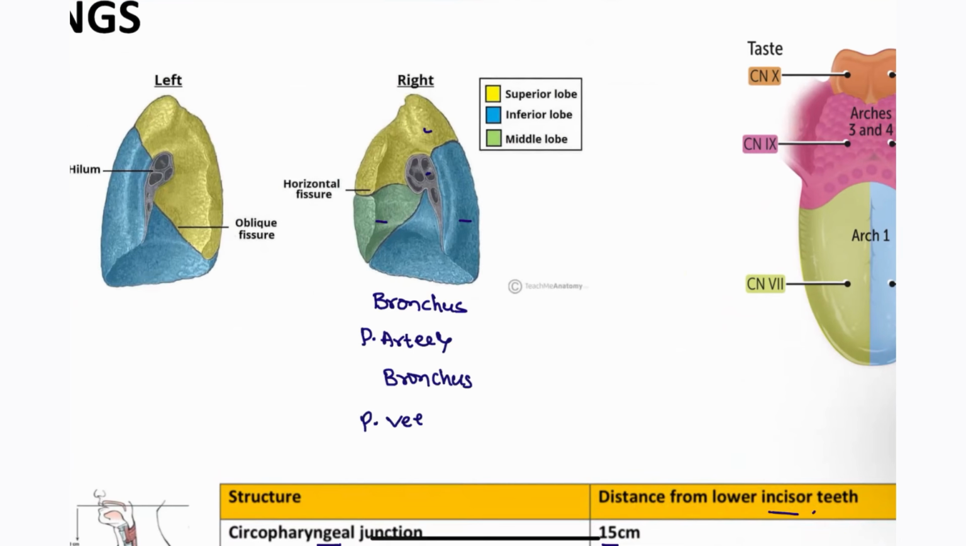Okay, so it is going to be epiarterial, above the arterial. Epiarterial, and this is the hypoarterial of the bronchus. Okay, this is on the right side of the hilum.